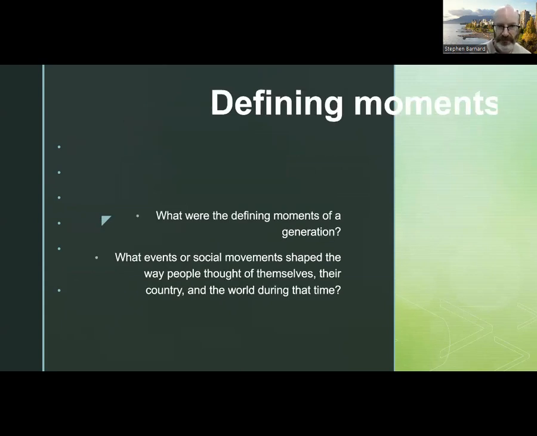Okay, what were some of the defining moments of different generations? You could compare certain things that people growing up in a certain time will always remember. For example, someone growing up in Generation X in South Korea would always remember the 1988 Seoul Olympics. It was a huge thing. In 2002, the millennials would say the same thing about the Korea Japan World Cup. What events or social movements changed the way that people thought of themselves, their country, and the world during that time?